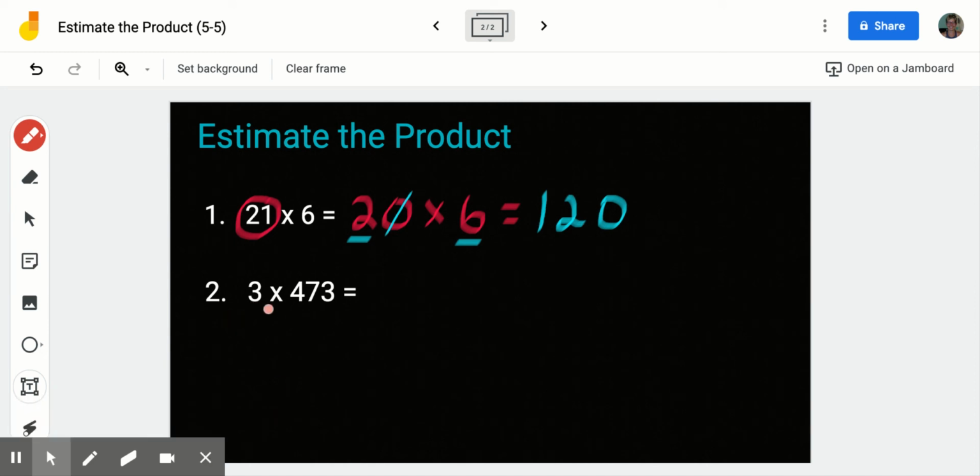Okay, so let's look at this number 2. I have 3 times 473. I'm not going to round the 1-digit number. I will look at the larger digit number. It goes all the way up to the hundreds. So when I go to write my product, it will be 3 times 500, because 473 rounds up to 500.